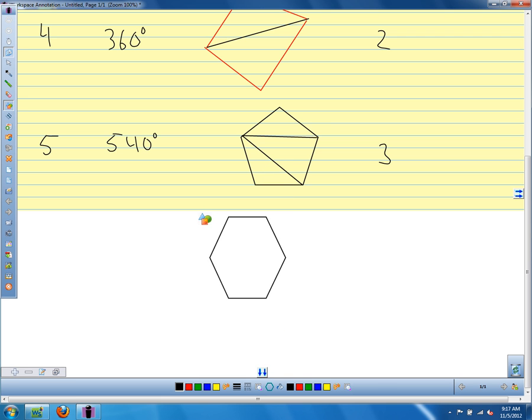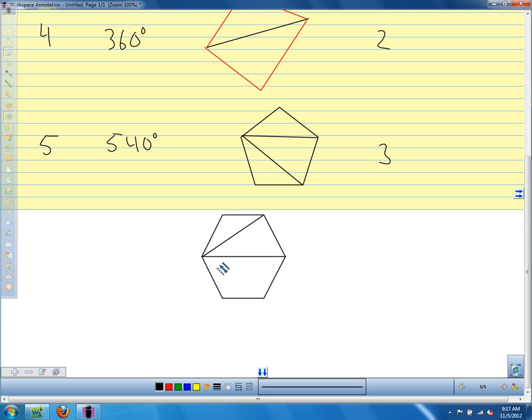So here's a hexagon. We'll divide that into triangles. How many sides do we have? 6. How many triangles? 4. And if I add up all the angles in these triangles, I get all the angles inside my shape. So I have 1, 2, 3, 4 times 180. So I have 180 more than this. 720.